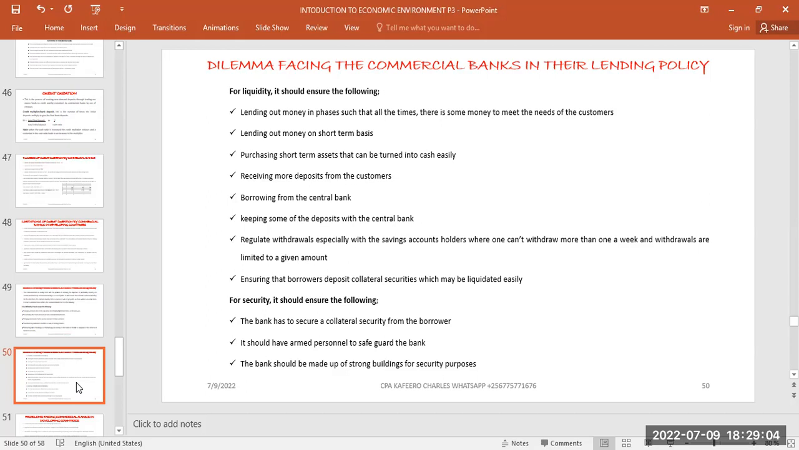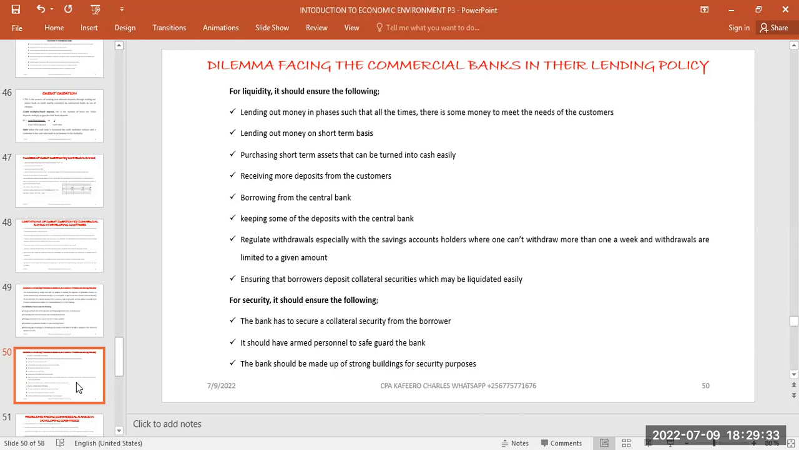Then the other one is encouraging borrowers to deposit collateral securities. Of course, when they put up collateral securities, whenever they get stuck and don't pay the money, the bank can just sell off the collateral and get cash for other customers. Then the last dilemma is about security. Of course, when you have too much cash, people are going to steal that money, not only outsiders but even the bank officials themselves.